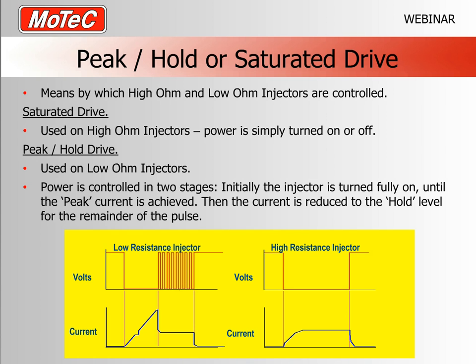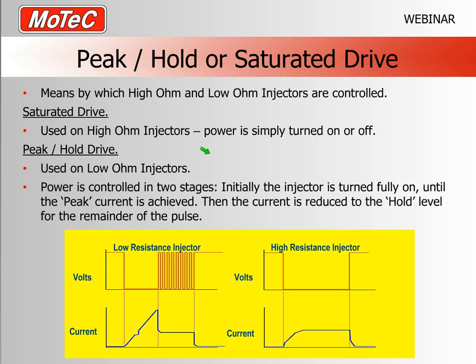Now associated with high ohm and low ohm injectors is the electrical drive mechanism which allows proper control of these injectors. A high ohm injector uses what we call saturated drive, and this is because they have relatively high resistance and you simply need to turn the power on and off for these injectors to function.